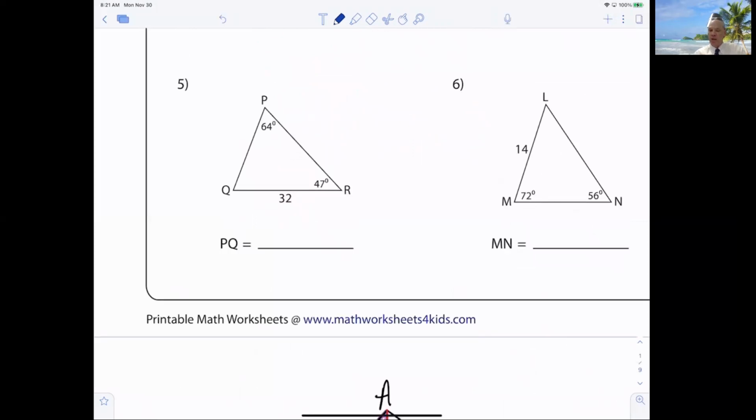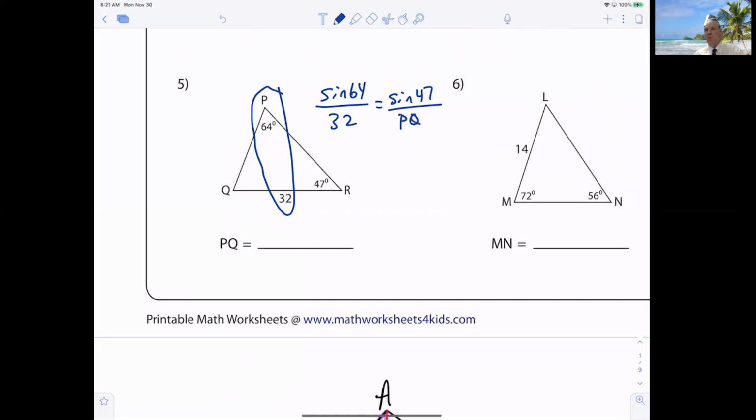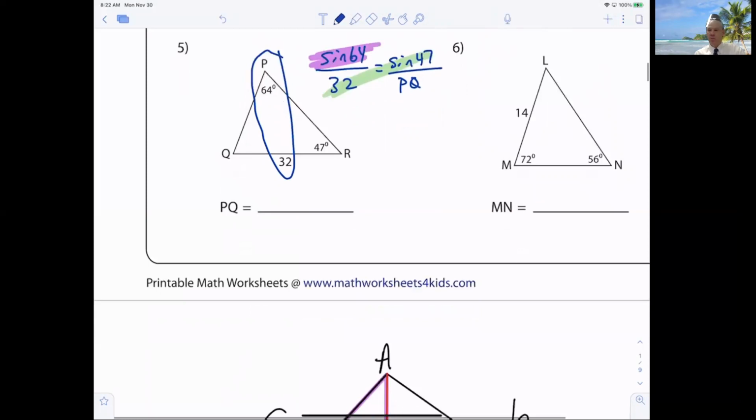Once again, I just like to circle just so I make sure I'm not making a careless mistake. So I write sine 64 over 32 equals sine of 47 over PQ. Now, of course, we cross multiply. You always multiply the 2 numbers, and then you divide it by the other number. And then we just say PQ to 3 decimal places, please.